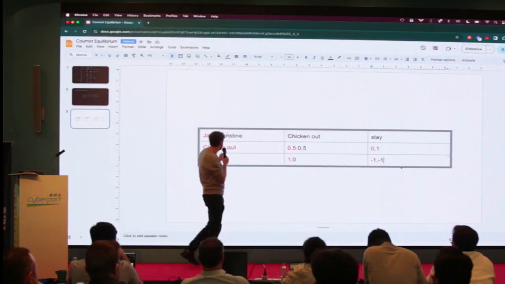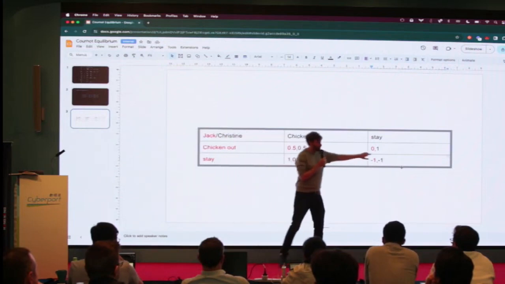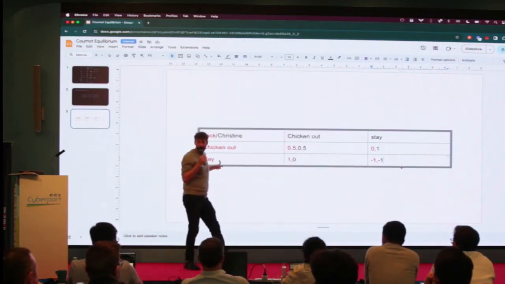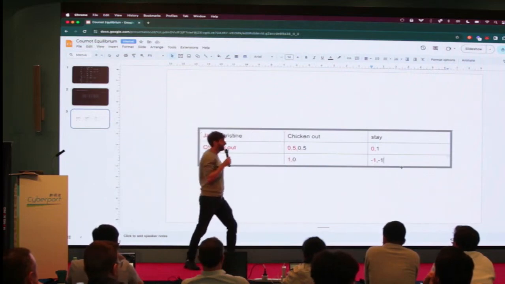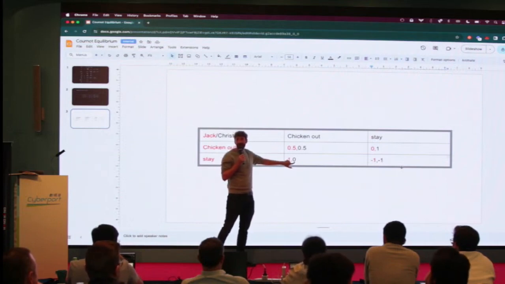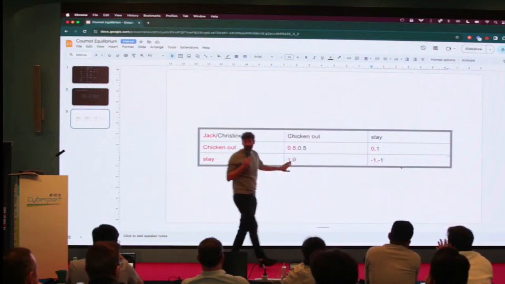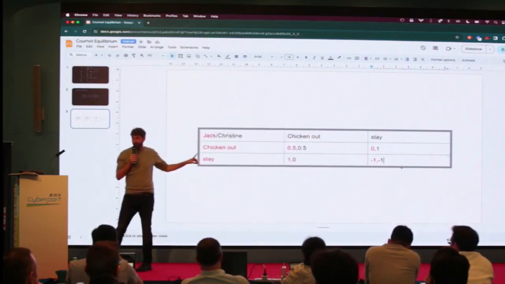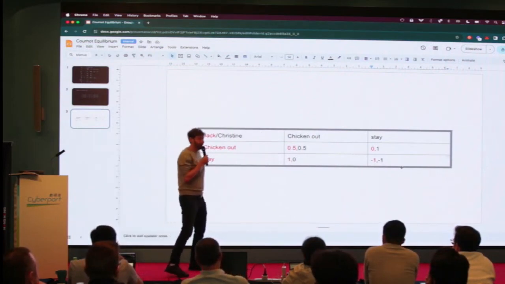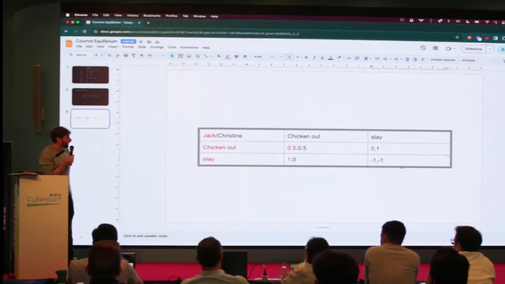Now, what if Jack chickens out? She should stay. What if he stays? She should chicken out. So there are two Nash equilibriums. We have this one and this one, right? So it's not a Nash equilibrium that both stay, but we have two equilibria. And that is actually very nice, because that's actually the solution I was hoping for.